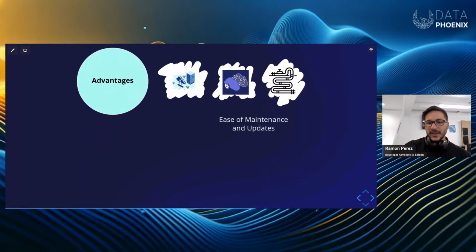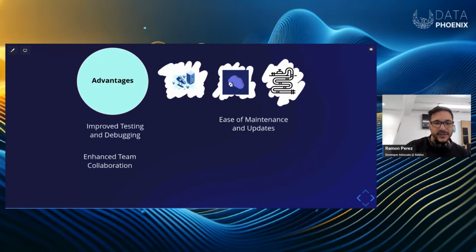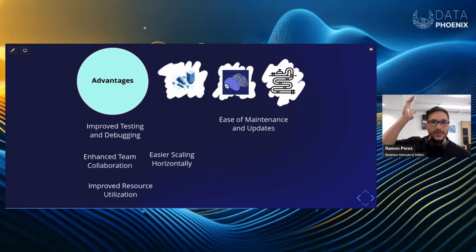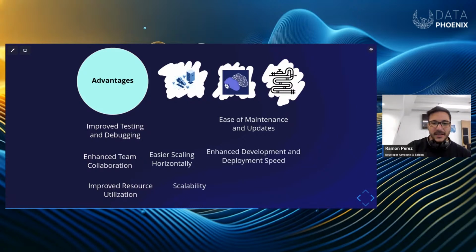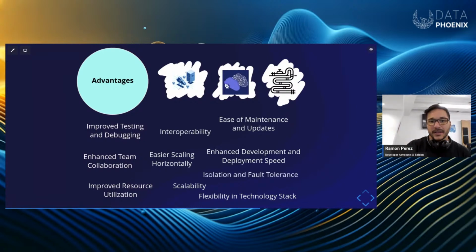Some of the advantages are ease of maintenance and updates, enhanced team collaboration, improved testing and debugging, easier scaling horizontally. So if you need more resources, or if you need more instances, you can scale horizontally and vertically as well. Enhanced development and deployment speed, scalability, flexibility in technology stack. You can pick what you want to use to train the model and serve it, and isolation and fault tolerance.